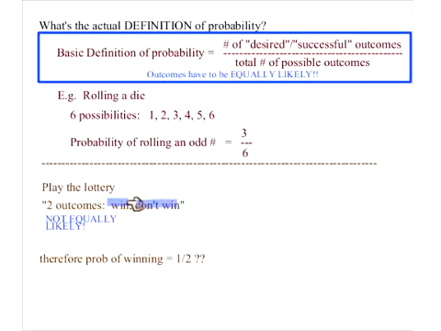There's usually only one way to win. You have to pick all of the 6 balls correctly, but there are lots of ways to not win the lottery. So there are a lot more possible outcomes than just 2. So this analysis doesn't work because the stated outcomes are not equally likely.